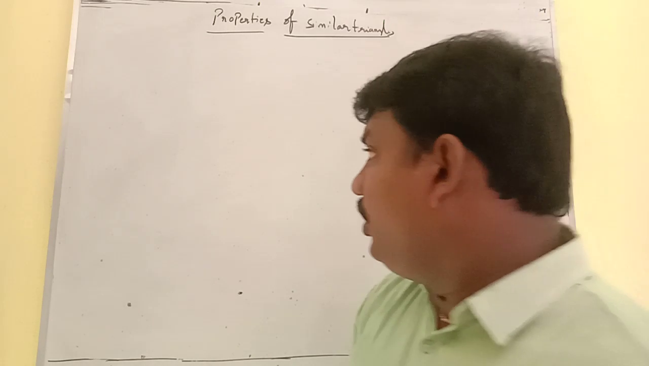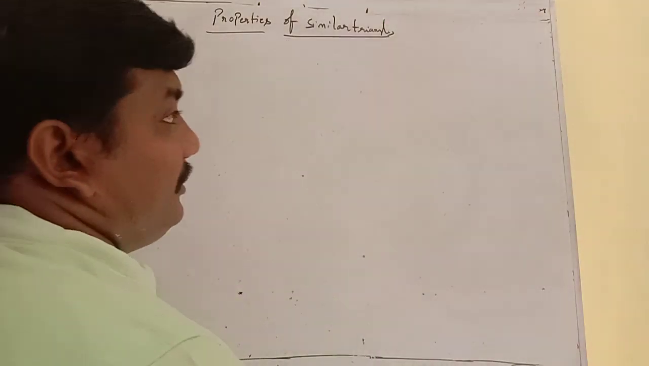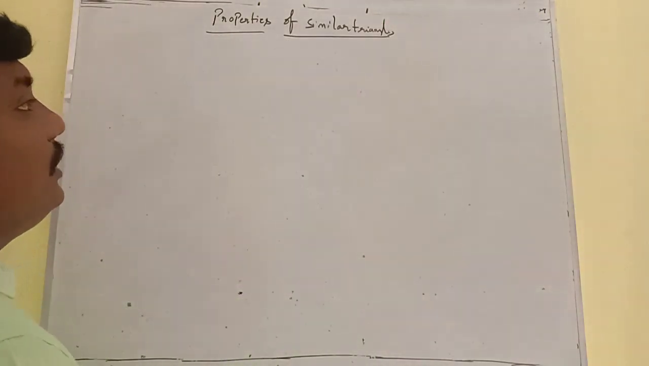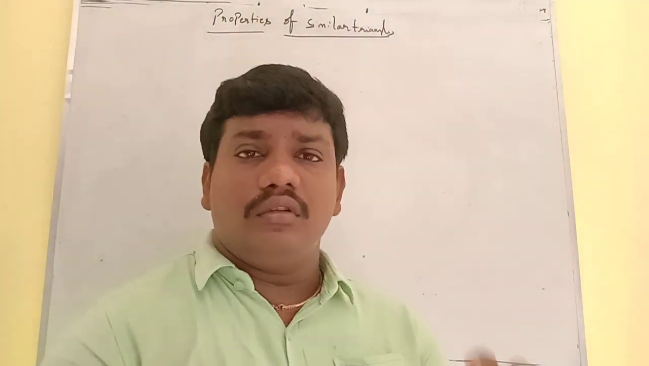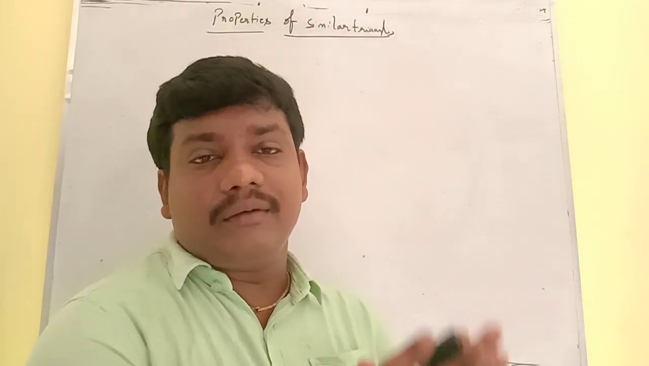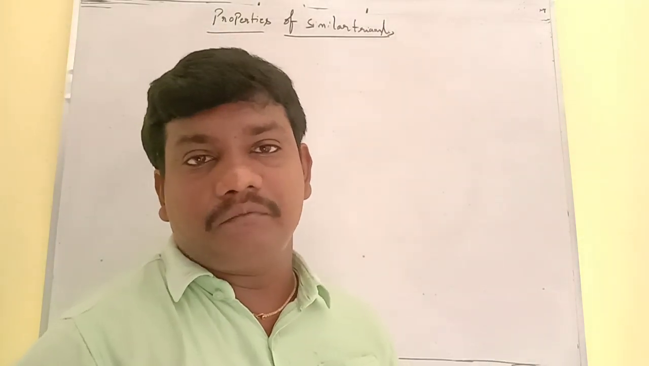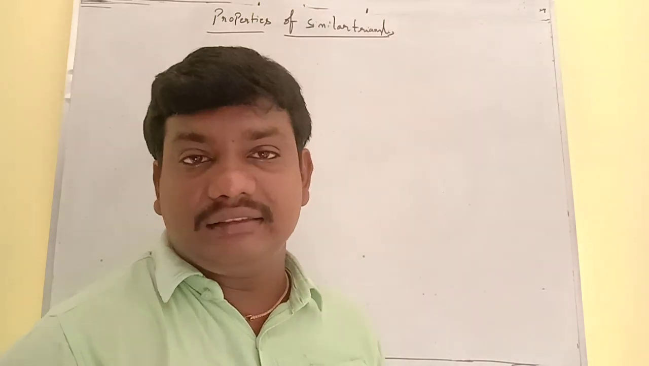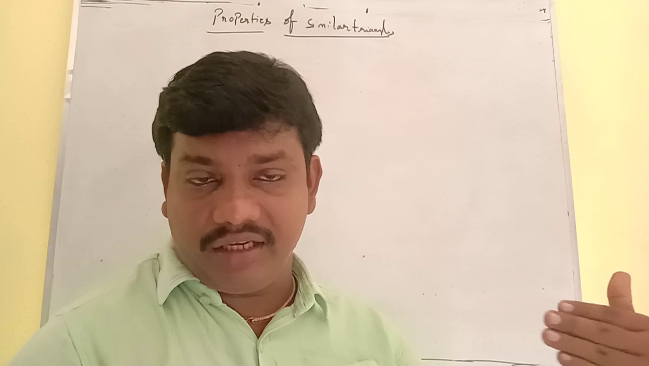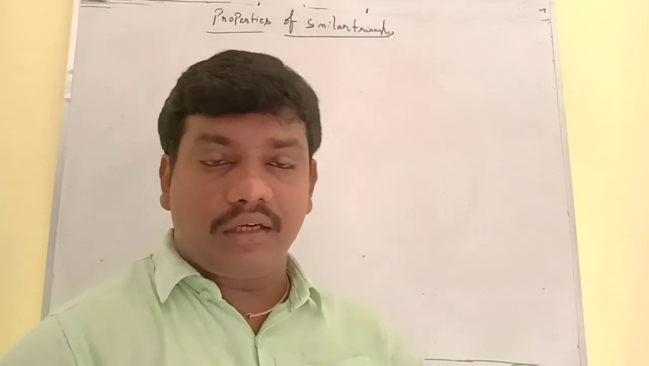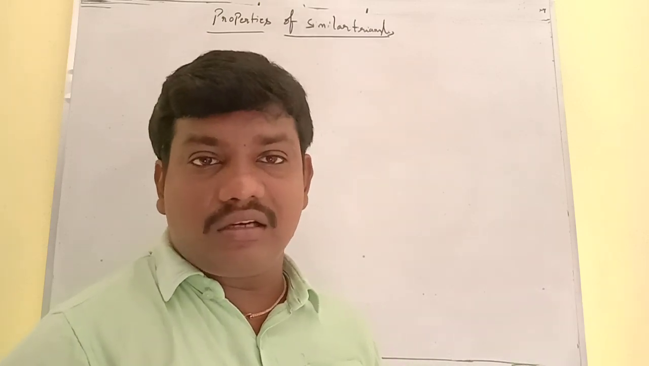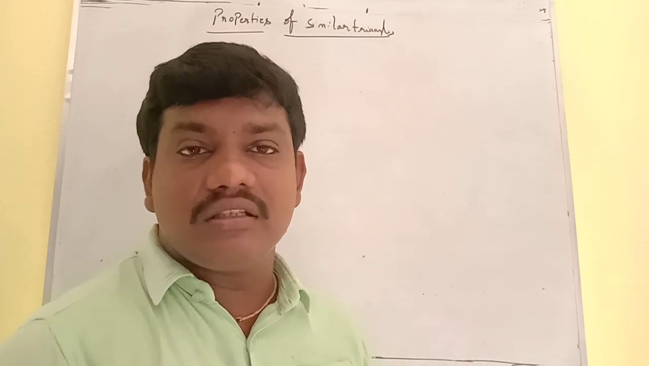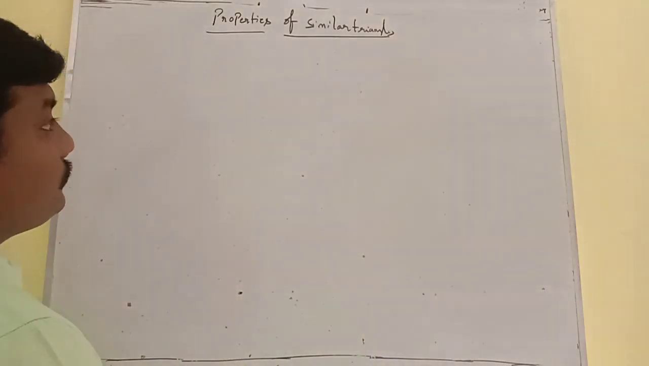Now, what are the main properties of similar triangles? The first condition: if two triangles are similar, how are the ratios of their corresponding sides, ratios of their corresponding altitudes, ratios of their corresponding angular bisectors, and ratios of their corresponding medians related? Now we have to see that.